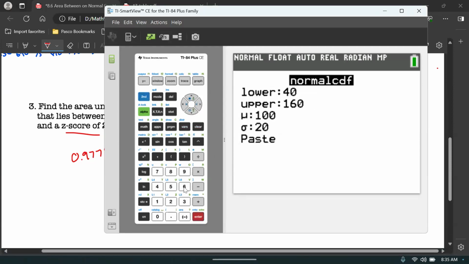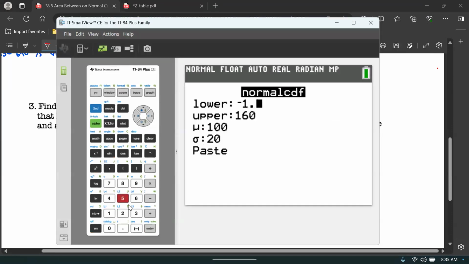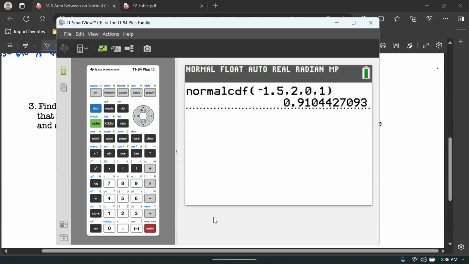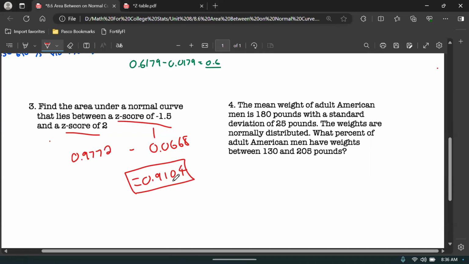Now this one, what was it again? The z-scores are -1.5 and +2. Now remember, z-scores are always a standard normal curve where the mean is 0 and the standard deviation is 1. So mean 0, standard deviation 1, that's your standard normal curve. We paste it, you can see 0.9104. Same thing we got. So don't forget, the standard normal curve has a mean of 0 and a standard deviation of 1. Friendly reminder.